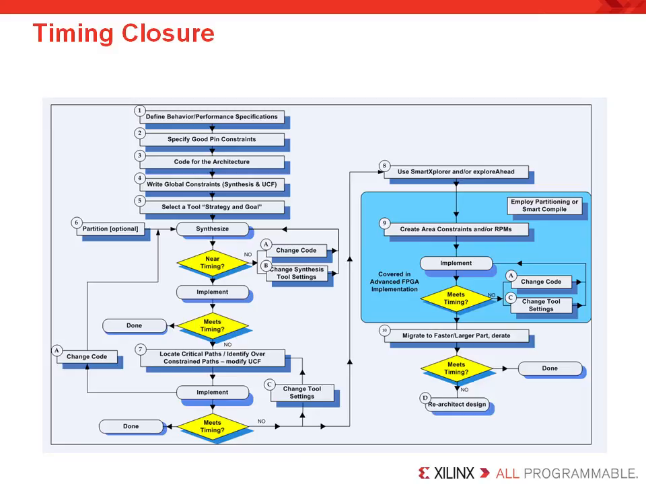the tools differently. Your last option is to migrate to a faster speed grade, a larger device, or a faster device family, or, at the next step, re-architect your design. This might mean inserting additional pipeline stages or getting another designer to evaluate your HDL code and find out why you have too many logic levels in your timing critical path.